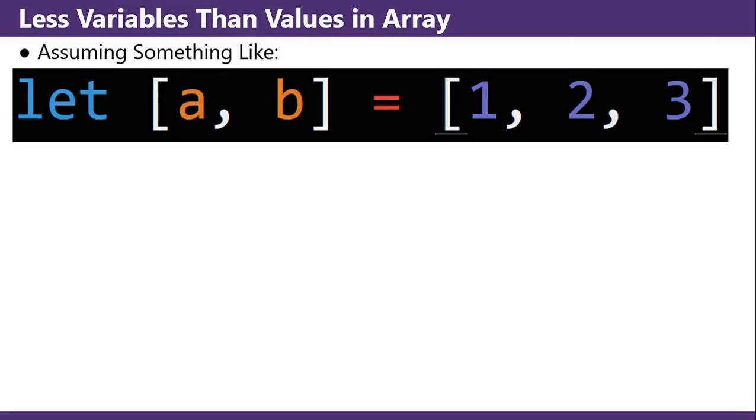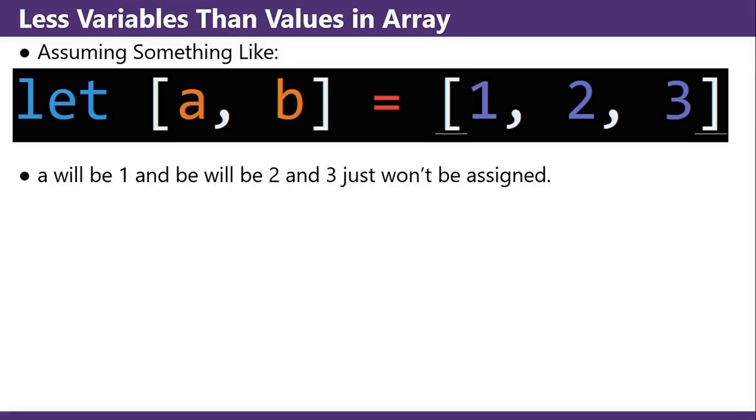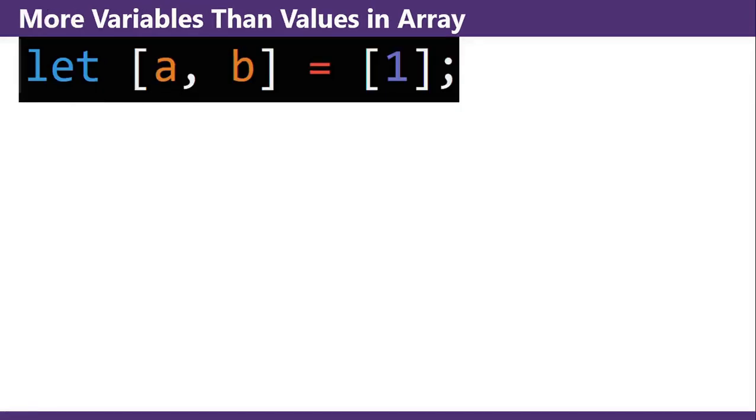Fewer variables than values in an array. Assuming something like let [a, b] = [1, 2, 3], a will be 1, and b will be 2, and 3 just won't be assigned. More variables than values in an array: let [a, b] = [1], a will be 1, and b won't be assigned.